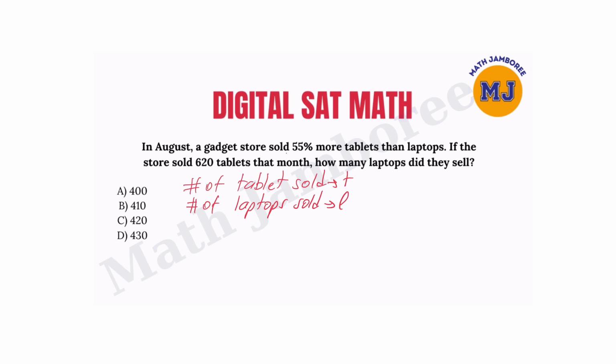So they sold more tablets. So T is equal to L plus 55%. What does 55% mean? 55 over 100. If we rewrite this as a decimal, this becomes 0.55. So 0.55 times L plus L, which is the number of laptops, is equal to T.